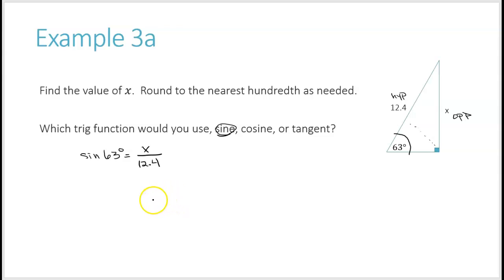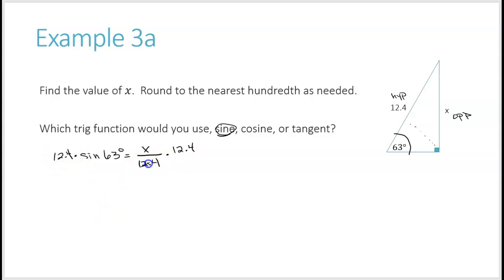All right, so now what we need to do is isolate the x, get x all by itself. So I want you to think back to your algebra days. What is happening to the x so that it's not all by itself? Well, it's being divided by 12.4. How do I undo that? I multiply on both sides by 12.4.